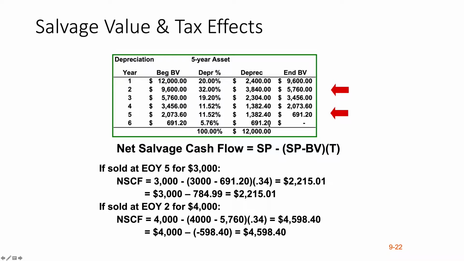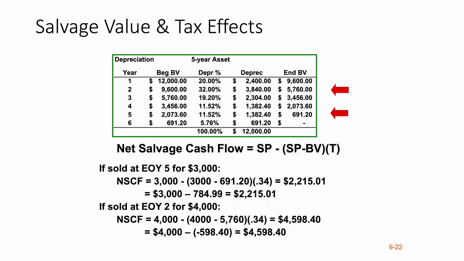Now anything above that book value is capital gain, so you have to pay the marginal tax, 34%. So the sales price minus the capital gain tax is equal to $2,215.01. Right. This is the after-tax salvage value at the end of the year.